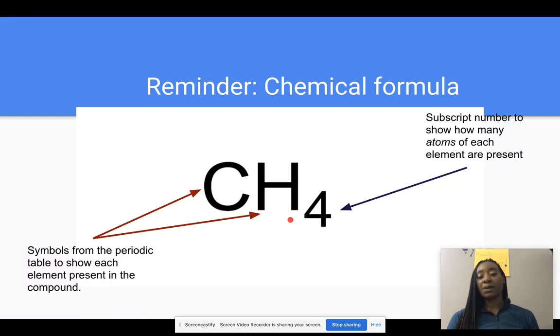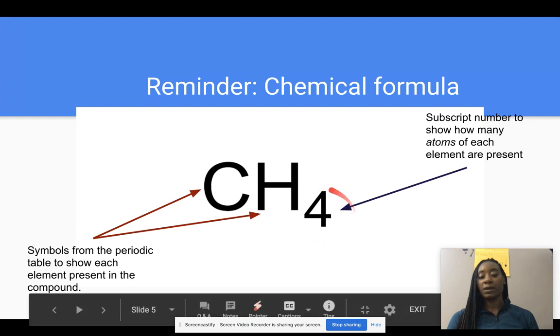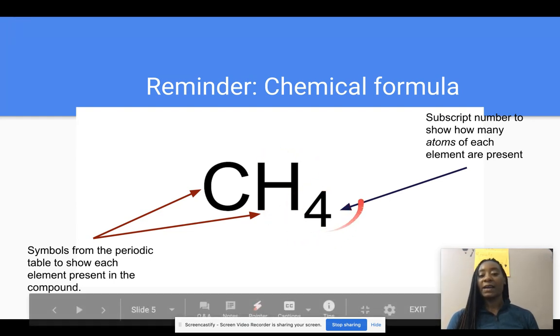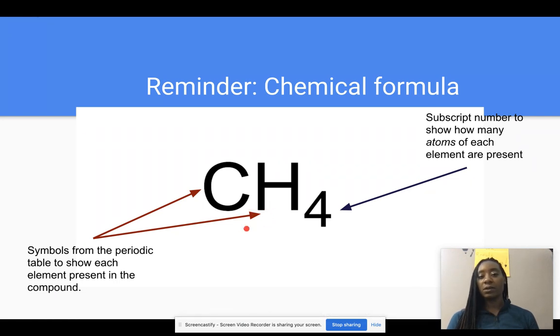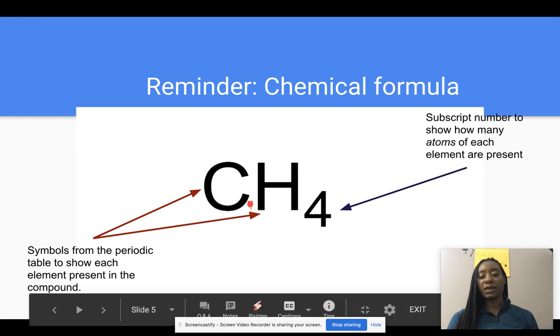You also need to be able to properly count the atoms. So here's a subscript 4. This subscript tells us how many hydrogen atoms there are. So there are 4 hydrogen atoms. But if you look here between carbon and hydrogen, you don't see a number. And that means that there is 1 carbon atom. If you do not see a subscript, it is 1.